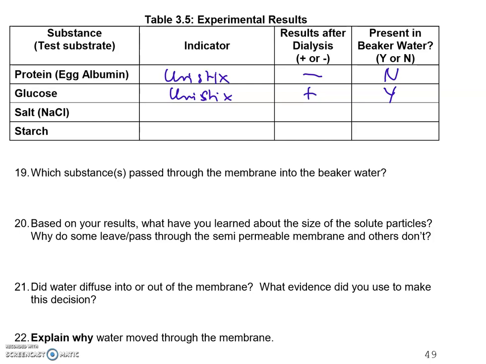The salt, the indicator is silver nitrate, AgNO3. The result after dialysis should be positive and present in the beaker water, yes, the salt. And the starch, the indicator is iodine, and the result of the dialysis in the beaker water should be negative, so not present in the beaker water, no.